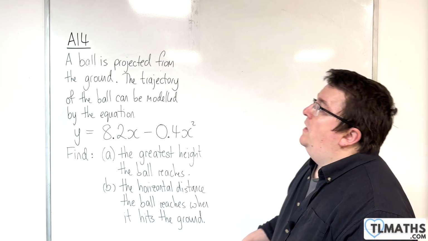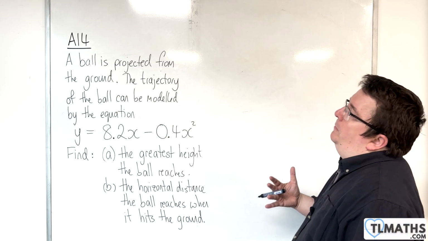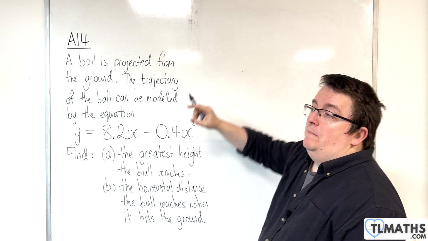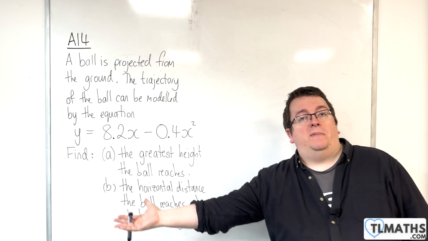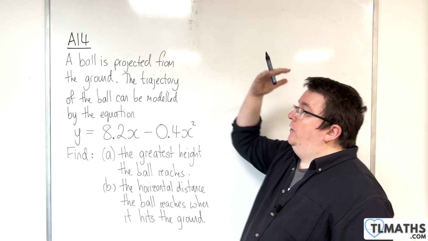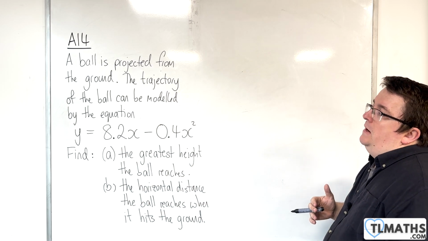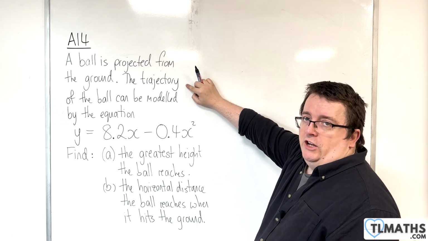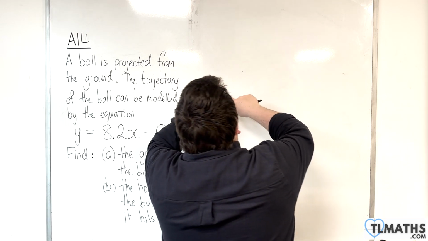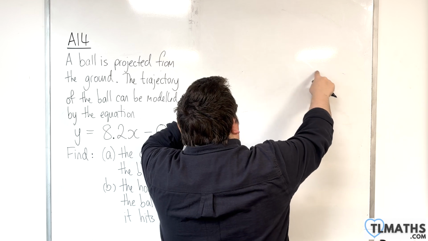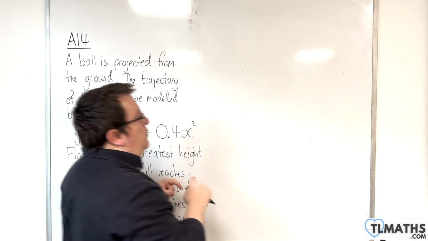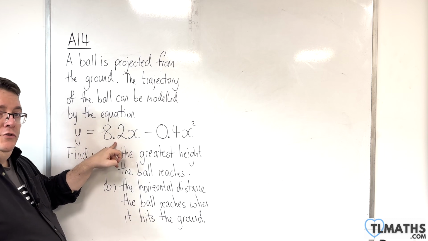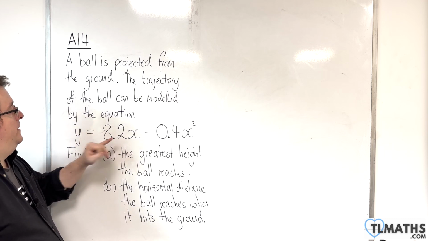So in this video, we have a projectile problem. A ball is projected from the ground. So being projected means it is thrown or shot from ground level. The trajectory of the ball, so the trajectory is the actual shape that it traces out, can be modelled using this quadratic equation.